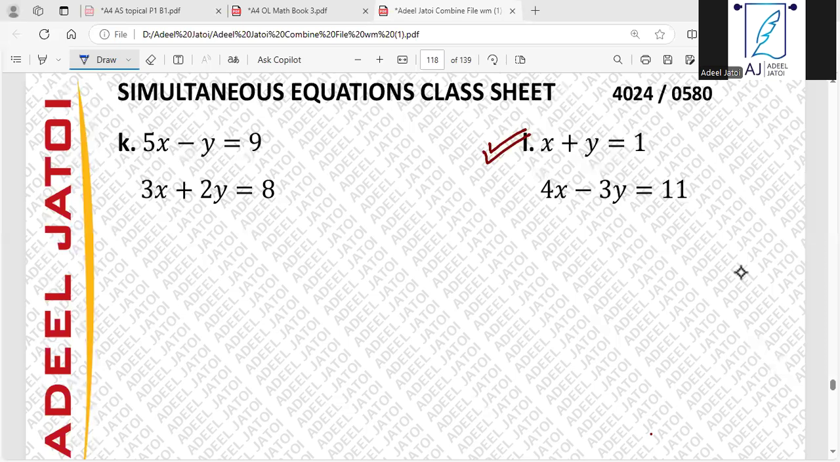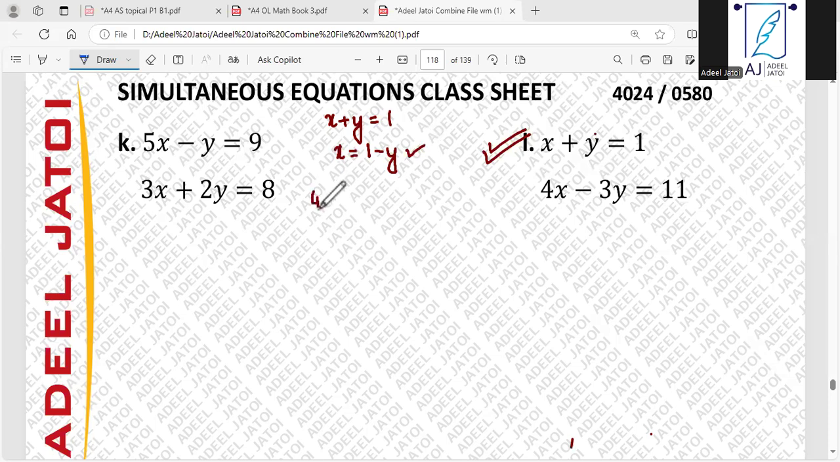Okay, let's work upon question number L. So what does it say? We have again two equations. Let's take the first equation, x plus y equal to 1. So can we just say x is equal to 1 minus y? x is equal to 1 minus y. x is the subject now.